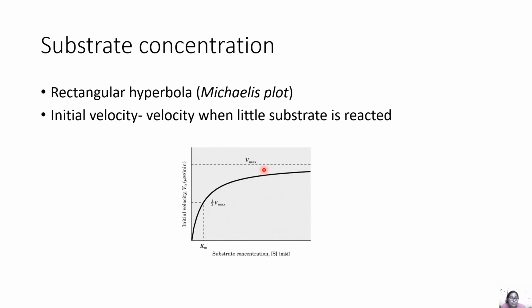Then there is substrate concentration. The rectangular hyperbola shows the Michaelis plot. Initial velocity when little substrate is reacted. So this is the famous Michaelis-Menten equation plot, where the x-axis shows substrate concentration and the y-axis shows initial velocity.